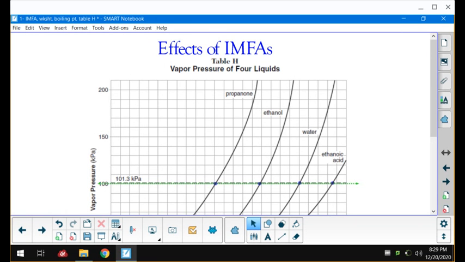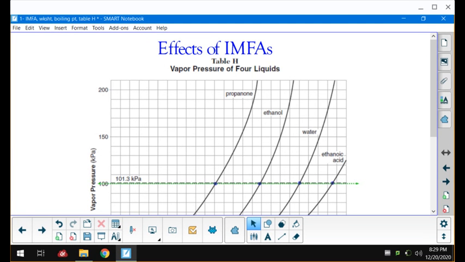Let me say that again. The stronger one molecule can hold on to its fellow molecules, the less likely that particle is to go up and leave the liquid phase and go into the gaseous phase. So if you look at the four compounds that they have listed here on Table H, which is in your periodic tables, the four substances are propanone.